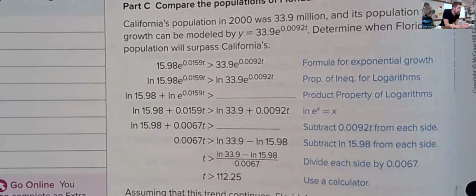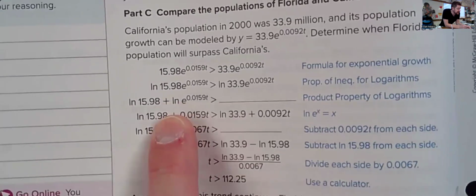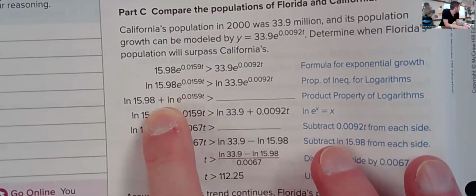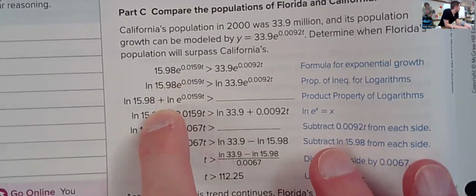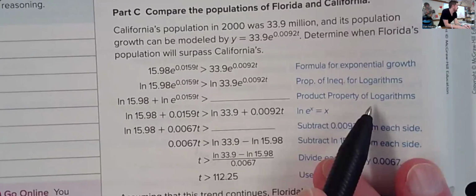All right, now, what do you notice about what's happening here on the left? Look at the left side of the inequality here versus here. What's happened? How come? Product property of logarithms right here is what it says.